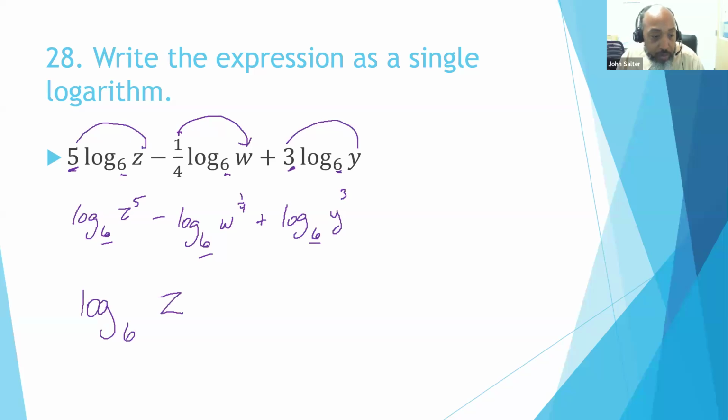And I'm starting with z to the fifth, minusing w to the 1/4. That means divide. And then it's also being added to y to the third. That add means I need to treat it like multiplication.